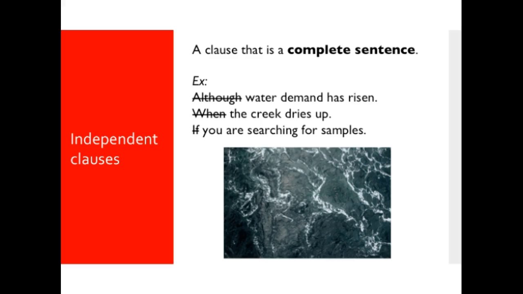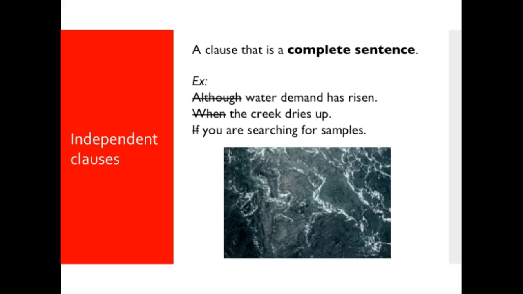Conversely, independent clauses are complete sentences. So they don't start with a word that creates the premise for more information. To turn any of those dependent clauses from the previous slide into independent clauses, all we have to do is cross out the first word. "Water demand has risen." That is a viable short sentence. "The creek dries up." "You are searching for samples." All of these are very simple independent clauses as well as complete sentences.